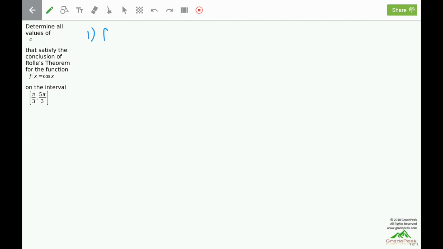The first condition: the function f of x, which is cosine of x, has to be continuous on the closed interval given. Well, the cosine of x is continuous everywhere. It's therefore continuous on any interval, including on the closed interval of pi over 3 to 5 pi over 3. Closed means that it includes both endpoints, indicated by the square brackets on both endpoints. Condition 1 is met.